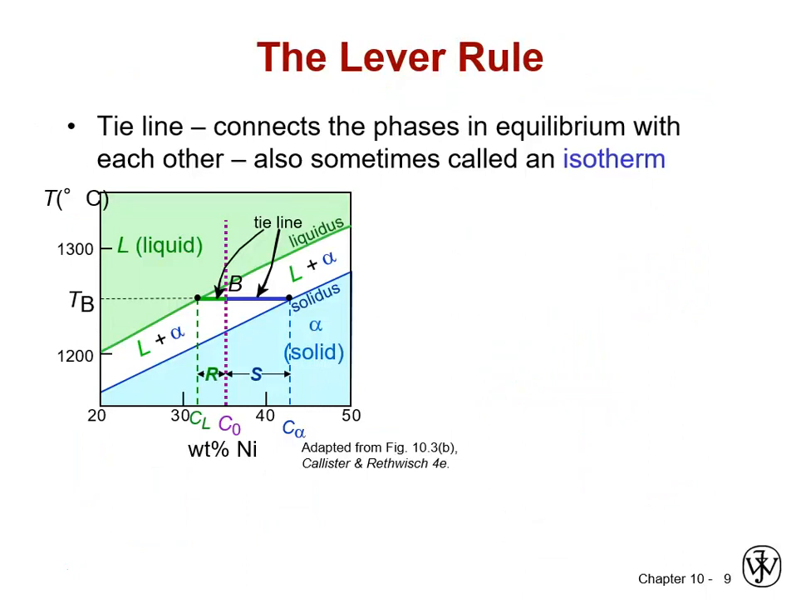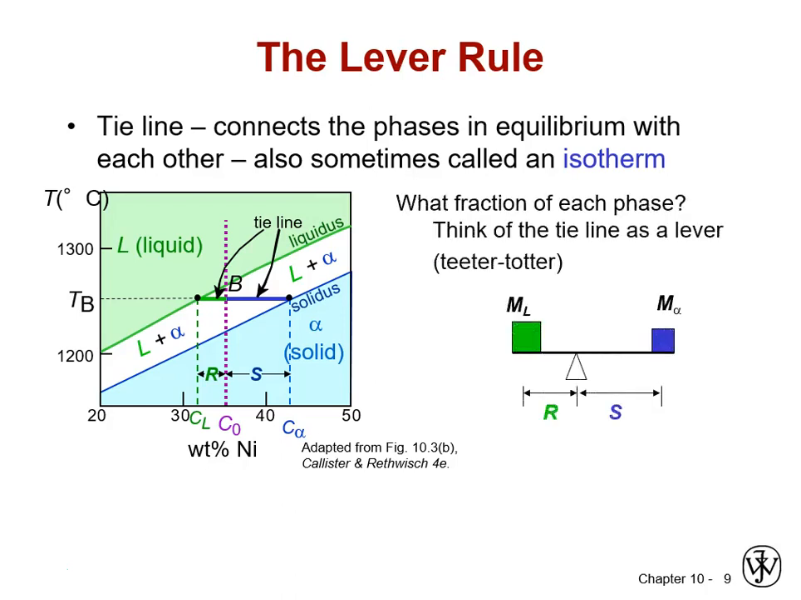Okay, and that division of the tie line to get the fractions of each phase present is called the lever rule. And again, that just simply refers to the fact that we are looking to the length from the overall composition to the opposite phase boundary intersection to get the relative amount of each one. And you can think of it as being a bit of a teeter-totter. So you can just take a look at that.